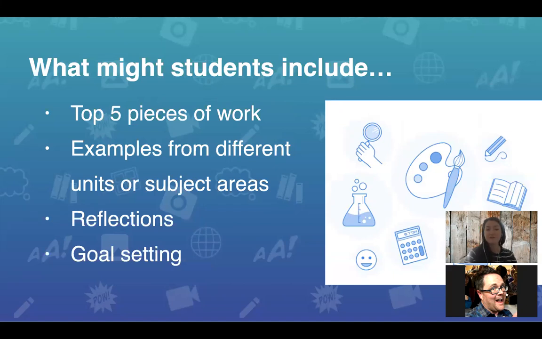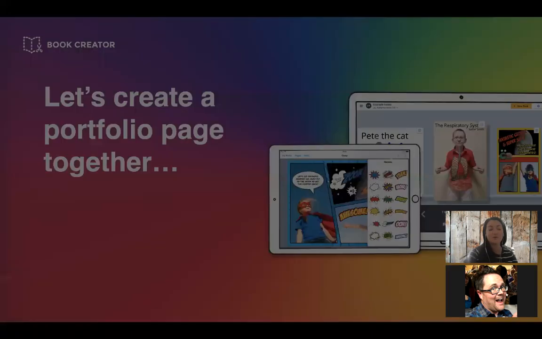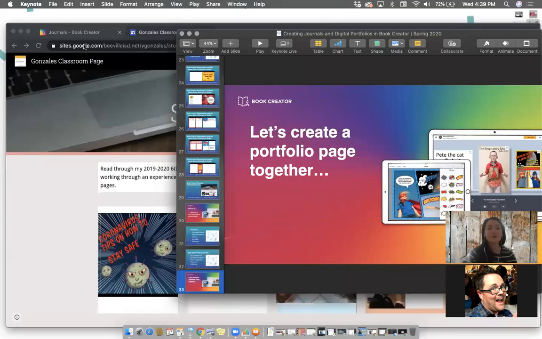So your students might include top 5 pieces of work, examples from different units or subject areas. They might include reflections and even have some goal setting in there too. So really something that you can make your own with your kids. So I want to show you how to create a portfolio page and what it might look like, including that kind of table of contents, so that if you have a lot of pieces inside, you can organize them really well. So let's jump back over here.